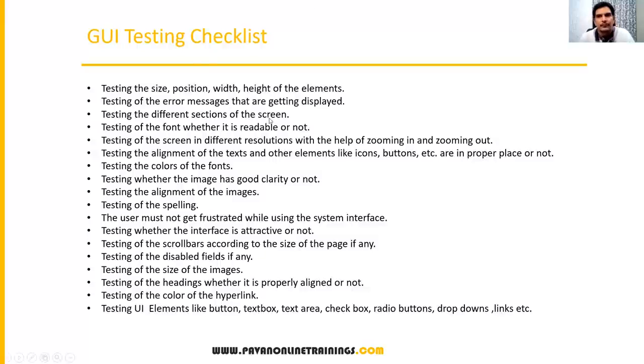That is error messages, and then testing the different sections of the screen. When I say screen of the UI, there are different sections. Logo will be in one section, and elements will be in one section. At the bottom, there will be a footer, and there is a header section. So all these things we need to verify. And testing of the font, whether it is readable or not. In some applications, we cannot read the font properly, and it should be readable. As a user, I should be able to understand the font.